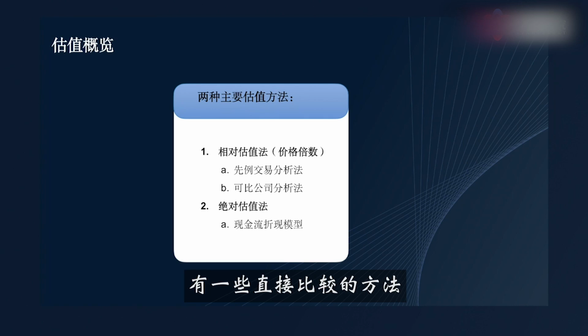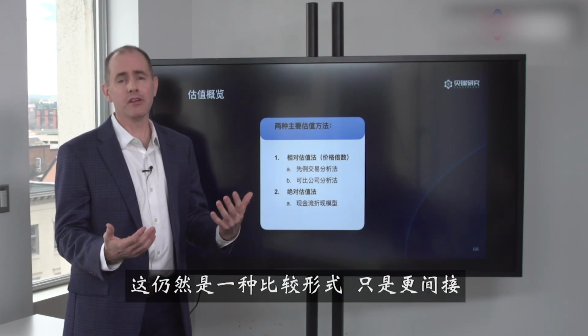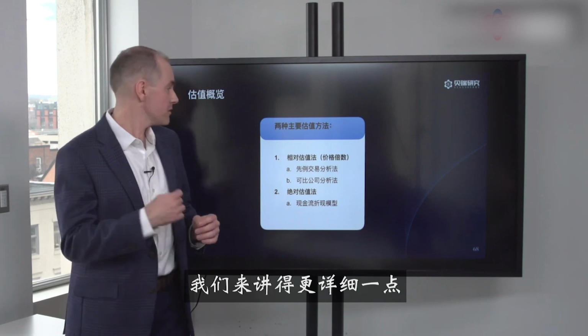There are kind of the direct comparison methods, which are like using prior transactions or comparable company analysis, and there's discounted cash flow valuation, which is still a form of comparison, just more indirect. Let's get into a little more detail.